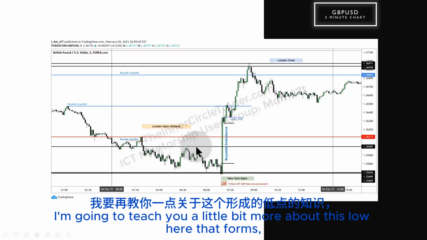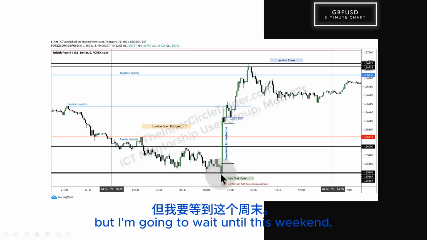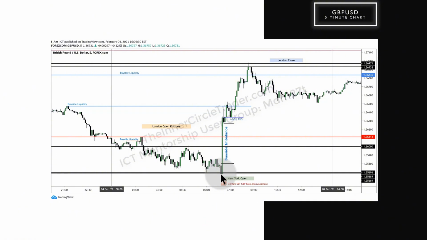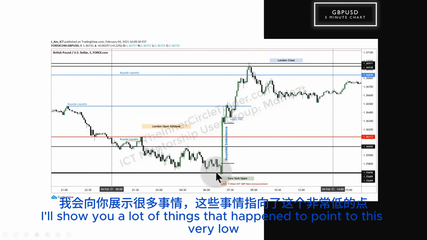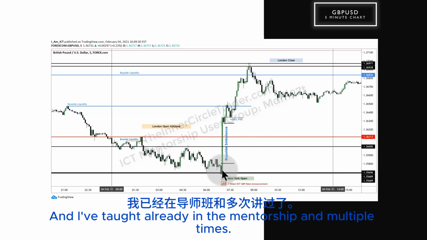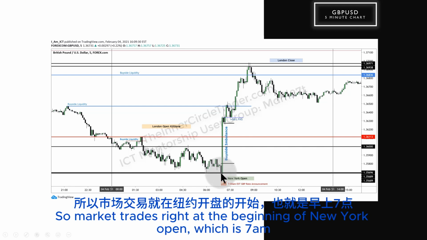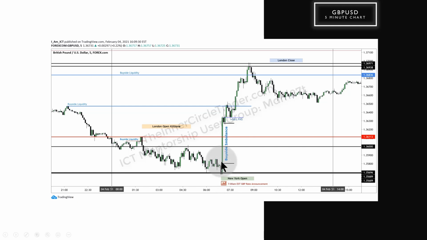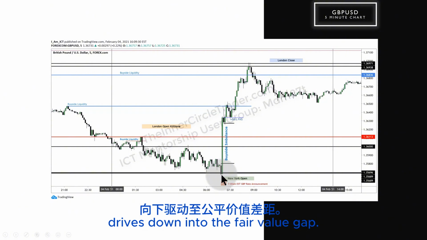Now I'm going to teach you a little bit more about this low here that forms, but I'm going to wait until this weekend. I'll show you a lot of things that happened to point to this very low, and its conditions and protocols that we follow, and I've taught already in the mentorship multiple times. So the market trades right at the beginning of New York Open, which is 7 a.m. Drives down into the fair value gap.